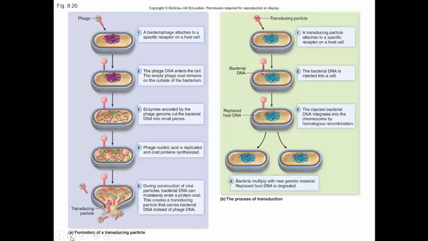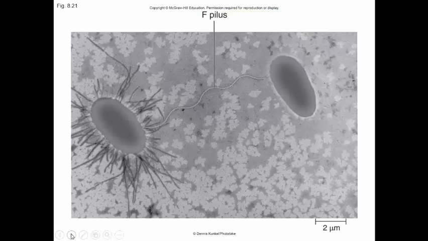Next we got to move into conjugation. Now with conjugation, and this is interesting, you notice one cell in the other cell here. This is an image you're going to have in figure 8.21. The interesting thing here is this. This is basically an exchange of DNA between a host cell and a recipient cell. This requires physical contact between the two cells. Now, there are these extensions from the cells called pili. Some of them have been referred to as sex pili. Basically, they allow bacteria to come in contact with a recipient bacterial cell.